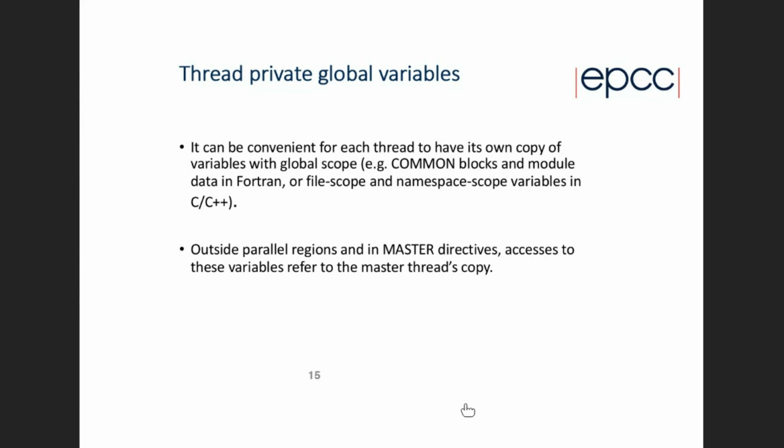But sometimes the most convenient thing to do is to give every thread its own copy of variables with global scope. So again, common blocks, module data in Fortran, file scope or namespace scope variables in C and C++. If we do this to this type of variables, then outside parallel regions, so in the sequential part of the program and in master directives, any accesses to those variables refer to the master thread's copy of them.